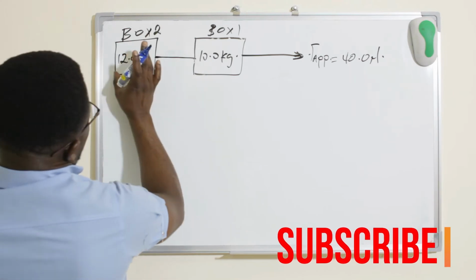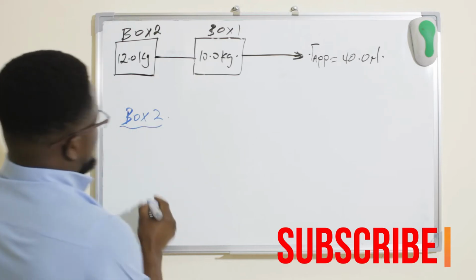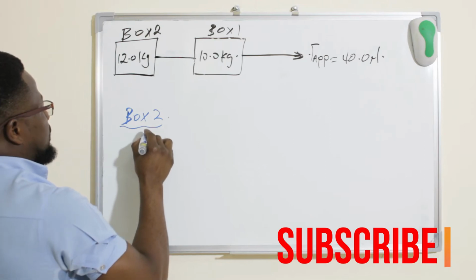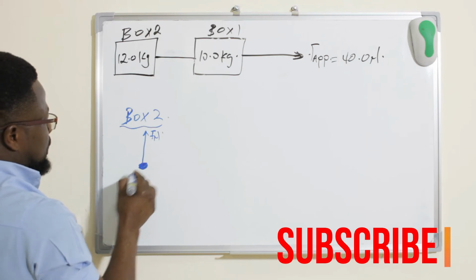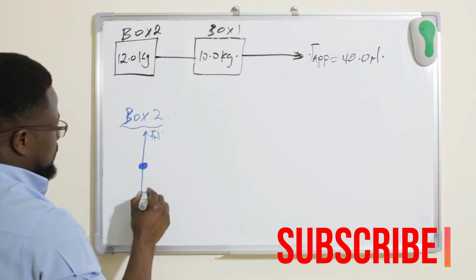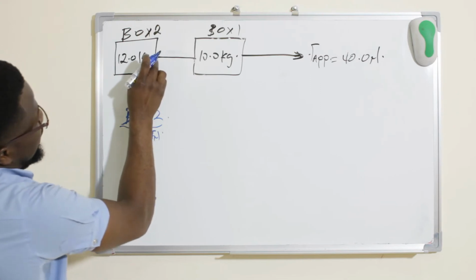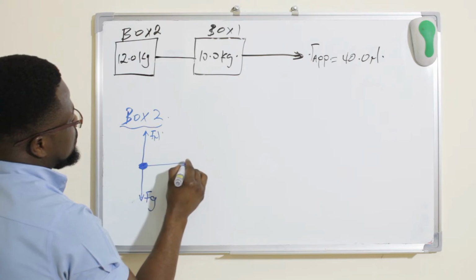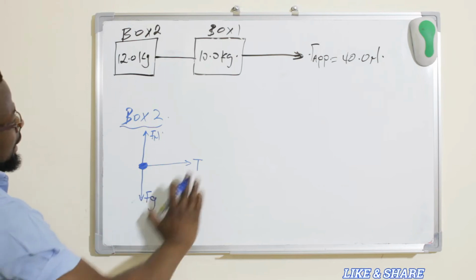So I will look at box number 2. If I take this to be the box, we can see there is a normal force on this side, there is weight, and there is a cord here, so this cord is having tension. So therefore we can look at the net force.